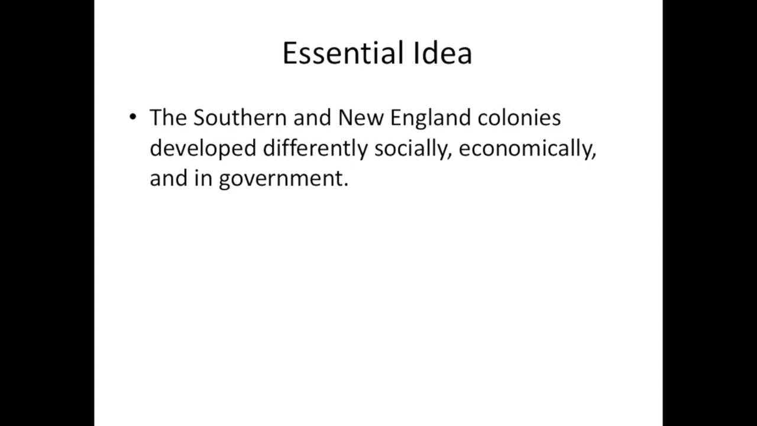So the main idea today, or the essential idea, is that the southern and New England colonies are going to develop differently in terms of the social structure, basically who's at the top of society, who's in the middle of society, who's at the bottom. We'll talk about how people made money in each region because it was different. Obviously, the South is going to have a whole lot more in terms of agriculture. New England's going to have to find other forms of money making. And you'll see some similarities and differences in the way that each region tended to govern themselves.